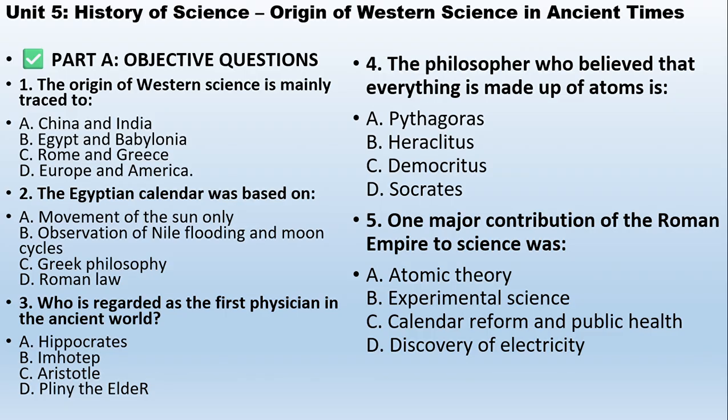The second one, the Egyptian calendar was based on what? Yes, observation of the Nile flooding and moon cycles. Number three, who is regarded as the first physician in the ancient world? B, Imhotep. He was the first famous physician. Number four, the philosopher who believed that everything is made up of atoms. This is under the pre-Socratic thinkers.